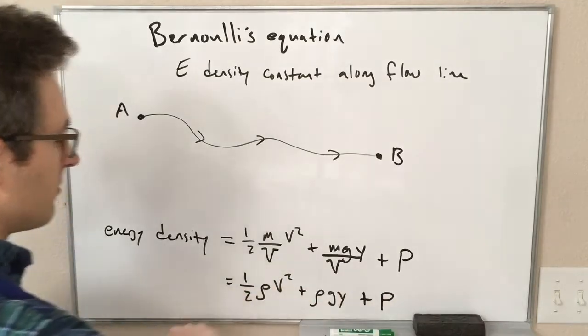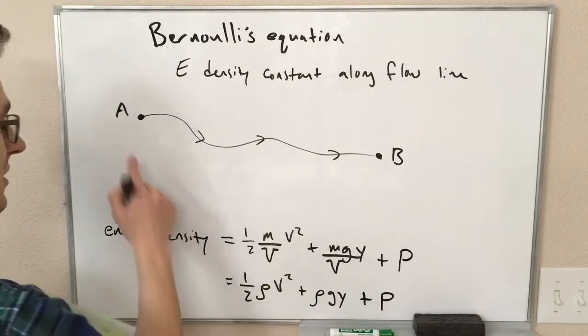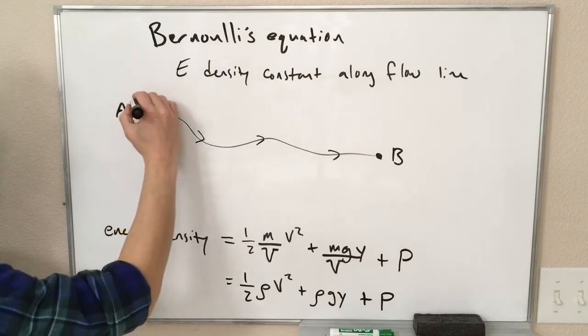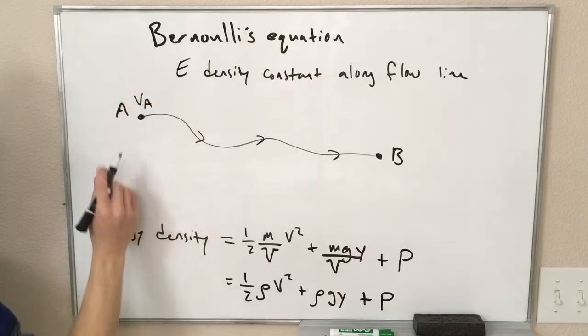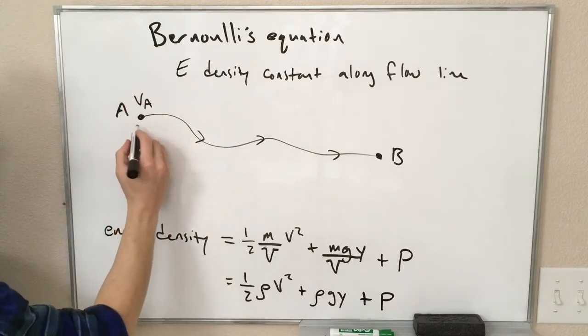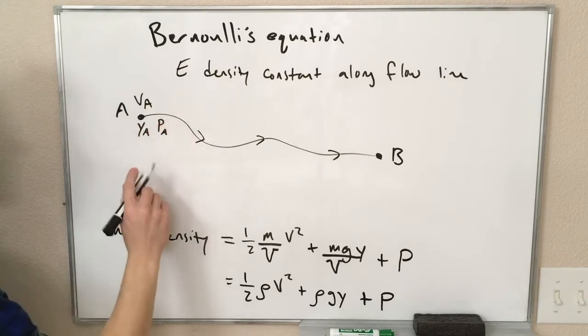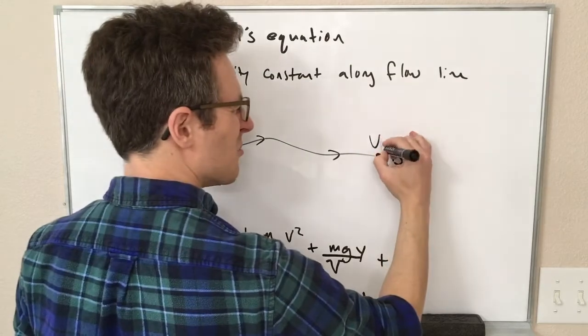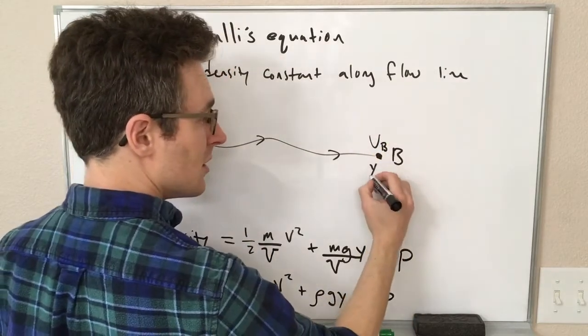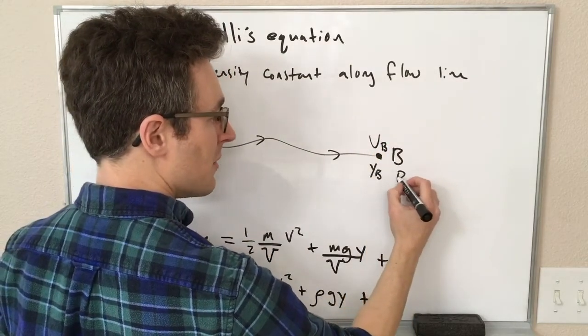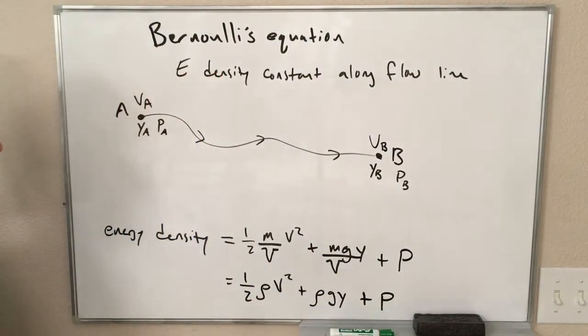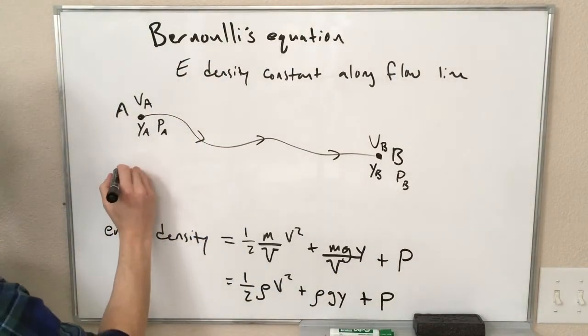So this gives us something long to write down, because at points A and B, we might have a different velocity. We might have a velocity at point A, a height at point A, and a pressure at point A. And we have all those same things at B. We have some maybe different velocity, some maybe different height, some maybe different pressure. And so we have the following equation.